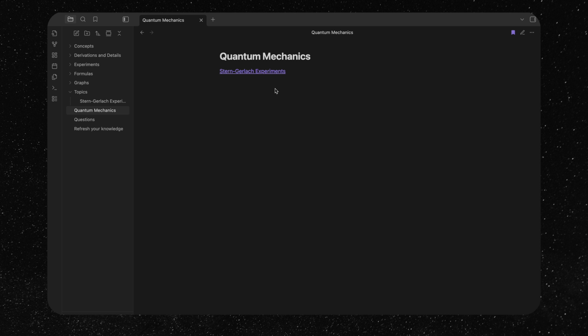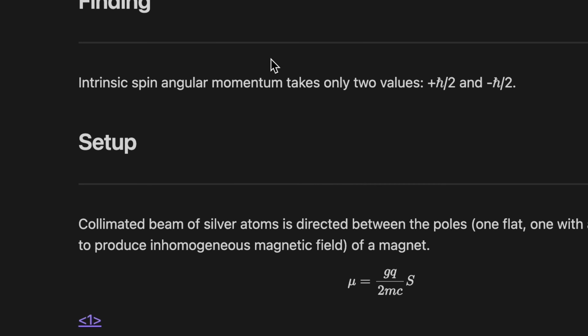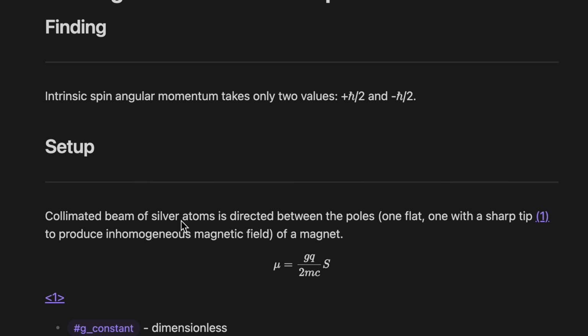The first chapter of the book I'm following, A Modern Approach to Quantum Mechanics by Townsend, is about these experiments, and it starts with the original Stern-Gerlach experiment. It showed that intrinsic spin angular momentum can take only two values, positive and negative h bar over 2, which we call spin up and spin down. Here's how it worked. A collimated beam of silver atoms was sent between two magnets, one flat and the other with a sharp tip, which created an inhomogeneous magnetic field.